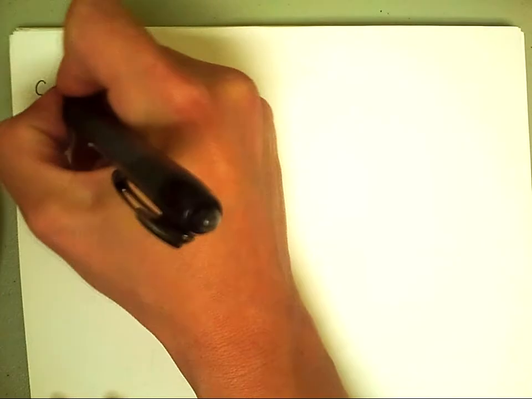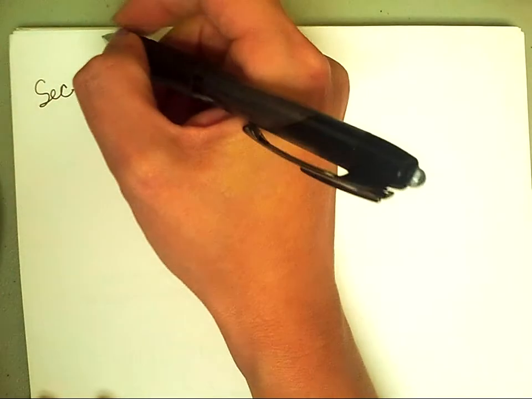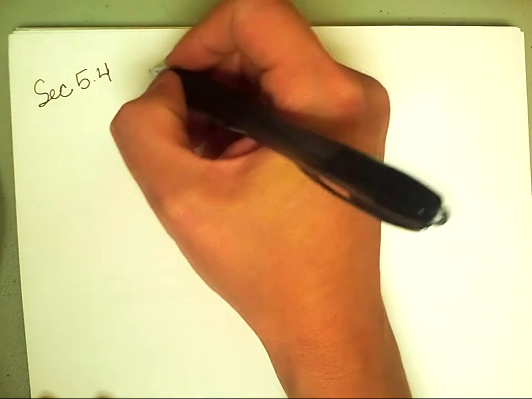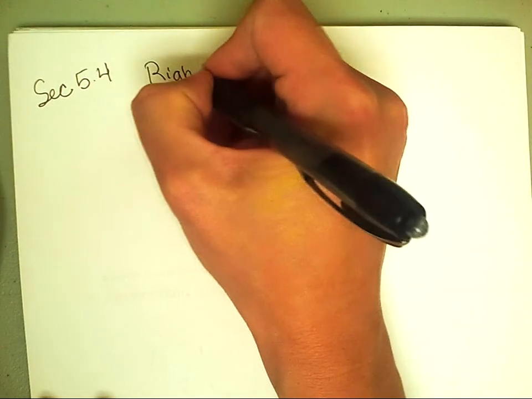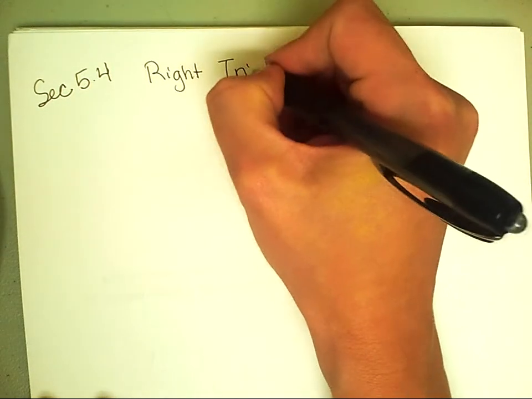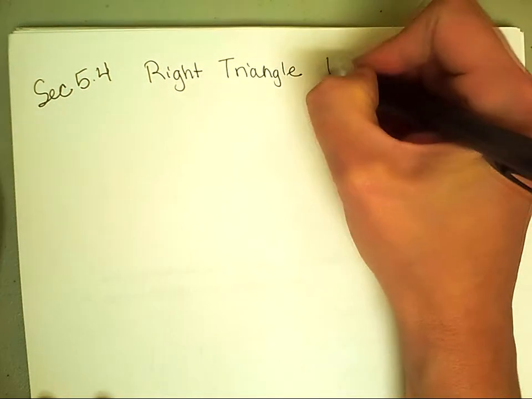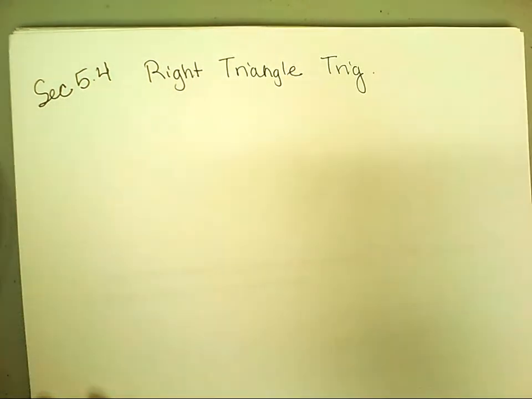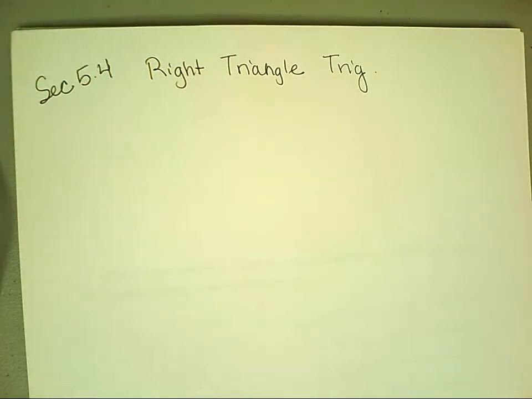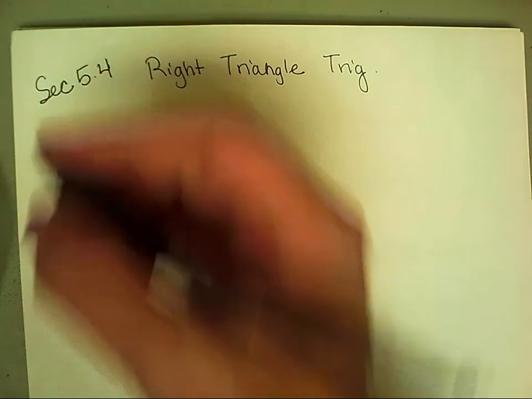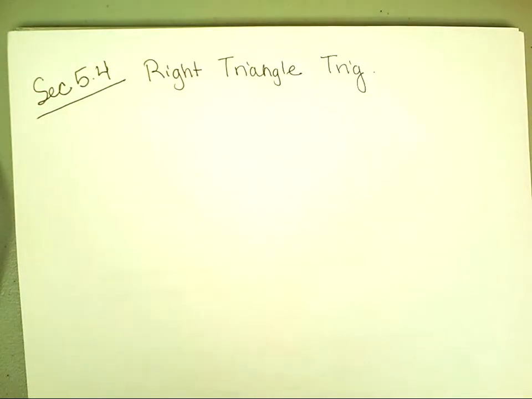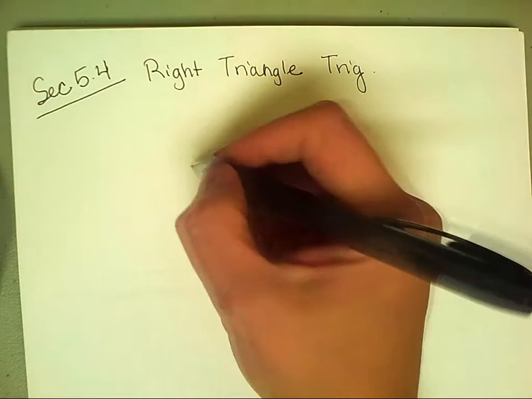Okay, we continue with trigonometry, and today we're talking about section 5.4. This is where we talk about right triangle trigonometry. So this is a lot more like what you've seen in high school. Our basic right triangle trigonometry, well, you need a right triangle.